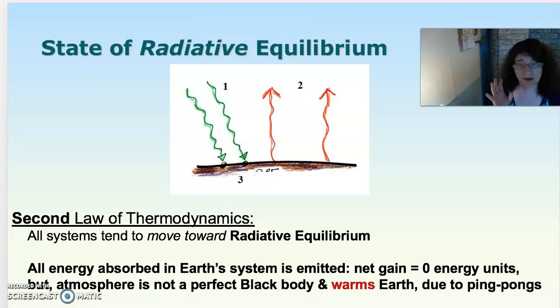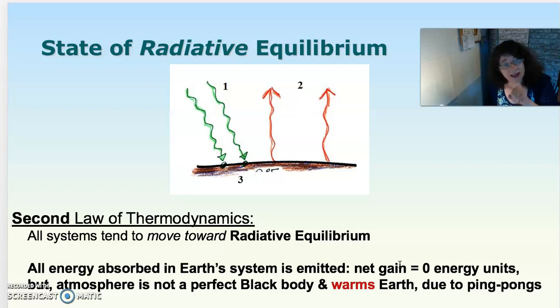As a result of all of this, we can say that our Earth system is in a state of radiative equilibrium. Our system of our surface and our atmosphere does absorb and emit in equal amounts of total energy. And that means that we have a net gain of 0 energy units. And this is what all systems in the universe will tend to, an equilibrium of energy.